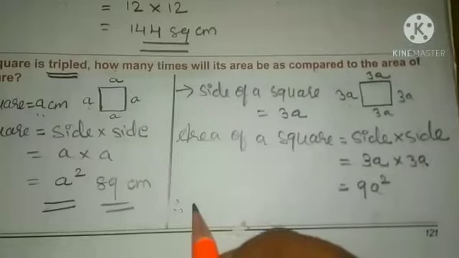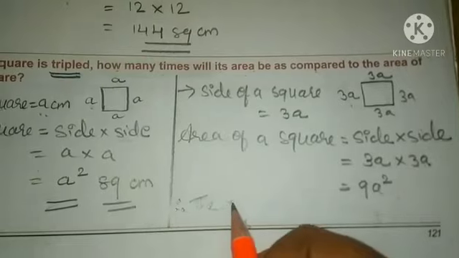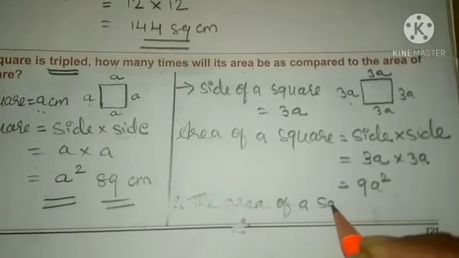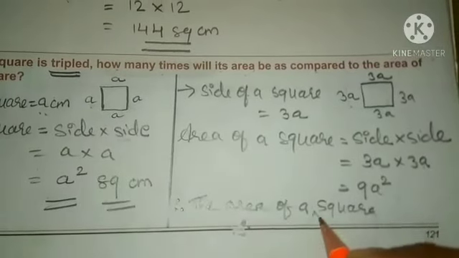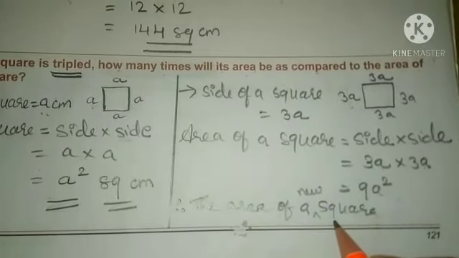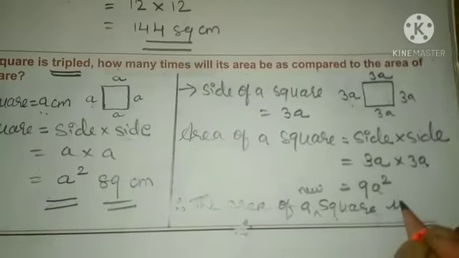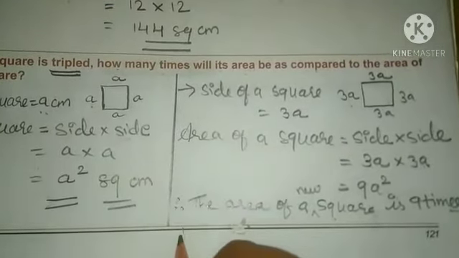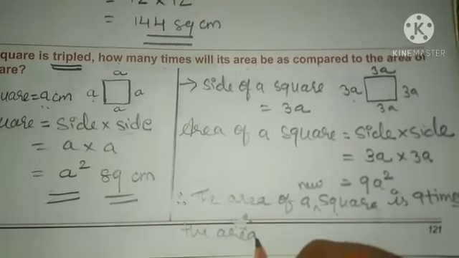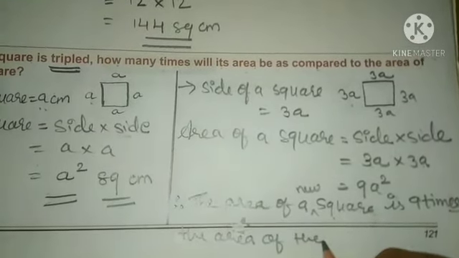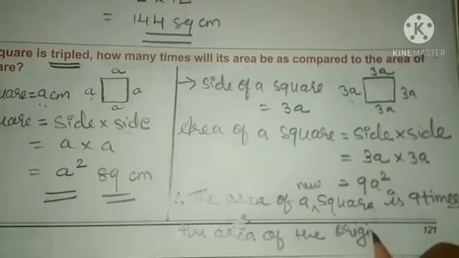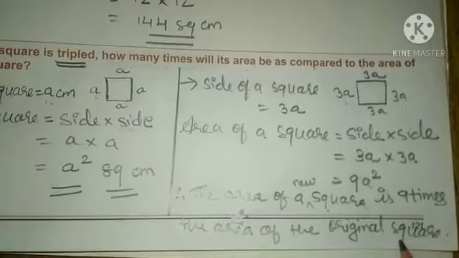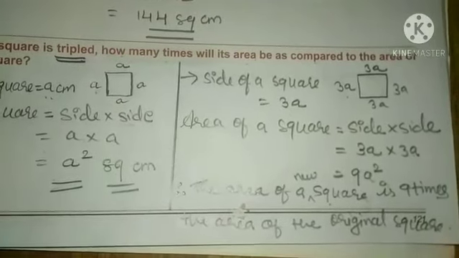So here you will write, therefore the area of a new square, write down the area of a new square is 9 times the area of the original square. Clear? So it is 9 times more than the original one.